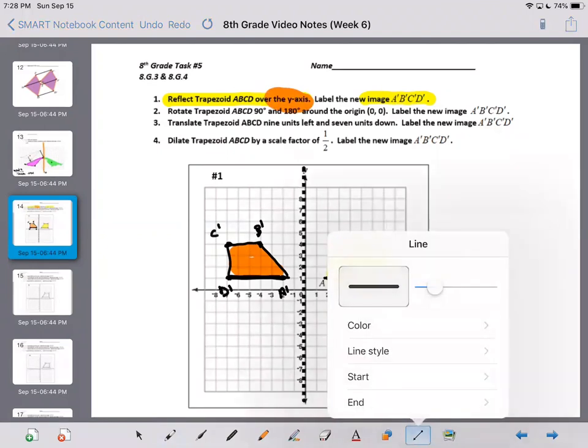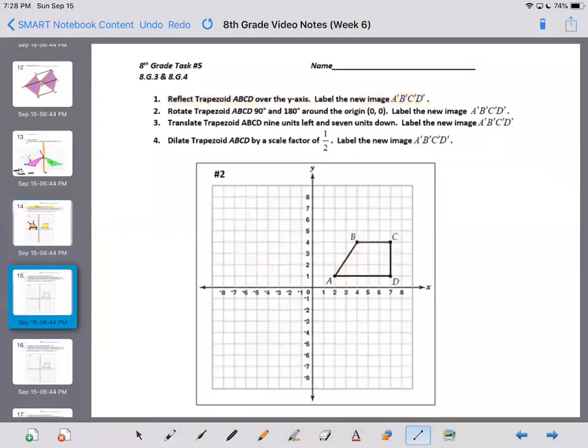All right, so that's number 1. Number 2, we want to rotate. So we want to rotate this 90 degrees, but I also want you to rotate one that's 100 degrees. And we're only going to do this around the origin.